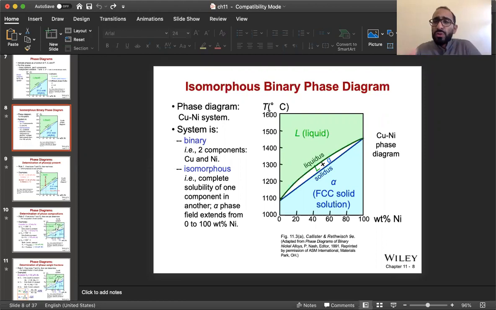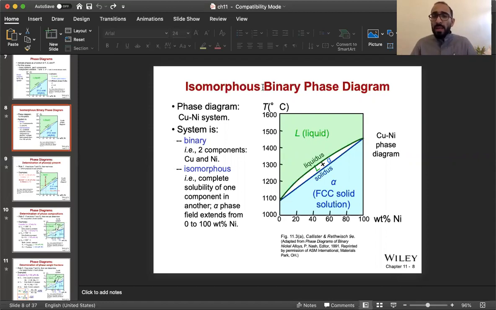And in order to introduce you to the phase diagram, we said last time we're going to start with a very simple system. We started with what is called an isomorphous binary phase diagram. We call it isomorphous because the two components making up this phase diagram can completely dissolve in each other to form a single solid solution. And in the liquid phase also, they can completely dissolve in each other to form a single liquid solution. And it's binary because you have two components.